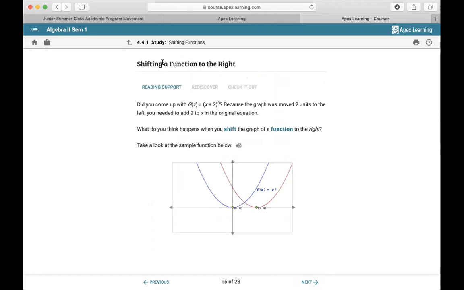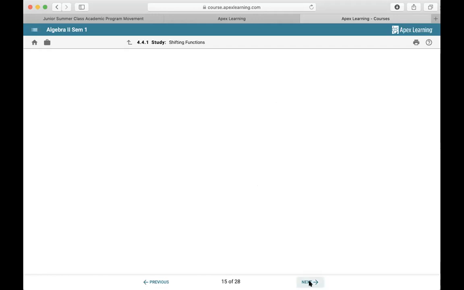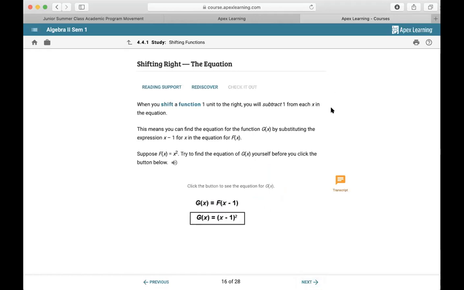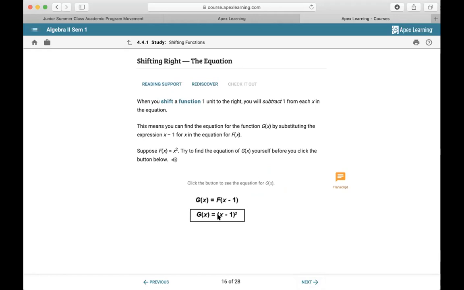And we can then do the same thing, shifting our functions to the right here. Except now, instead of adding, we are going to be subtracting. So for example here, if we shift 1 to the right, we're now going to have x minus 1, and then that quantity is going to be squared. So x minus 1 quantity squared. And what this is showing you here is that g of x is equal to our original equation, f of x, but instead of having x, we're going to plug in x minus 1 for every value of x. And since f of x is x squared, we do x minus 1, and that quantity gets squared.